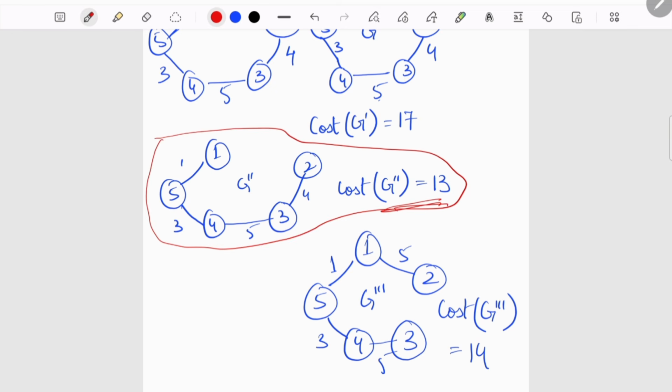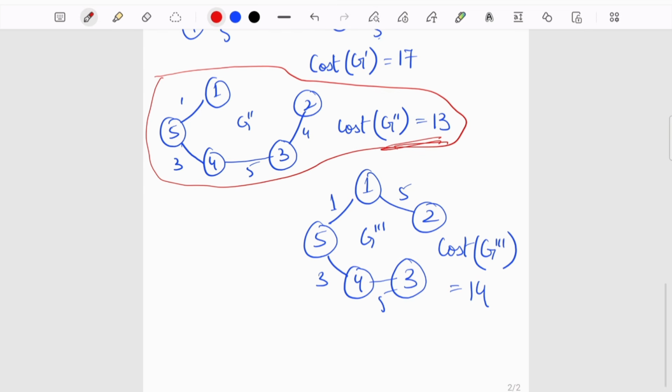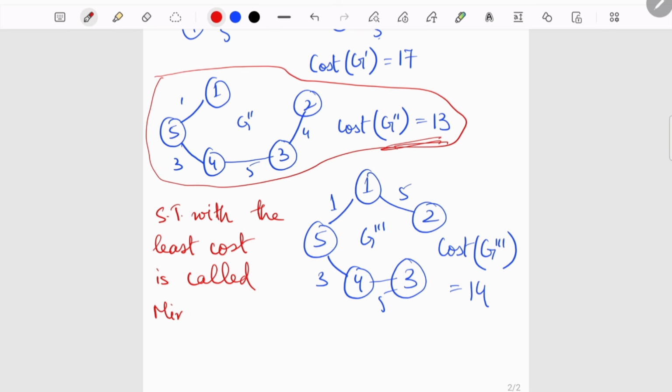You have to find out all these spanning trees, and then amongst them, the spanning tree that has the least cost is called the minimum spanning tree, often abbreviated as MST. Now, the first method to find the MST is that you draw out all the spanning trees.